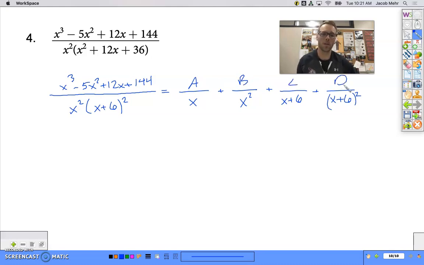So how many variables are we going to need to find here? We're going to need 4. So this is ramping up in intensity quite a bit. I'm not shocked that we're going to end up with 4 here. Look at the numerator. It's a cubic with how many terms? 4 terms. We have 4 unknowns, A, B, C, and D. So let's see where this one goes. Let's multiply by the LCD, x squared times x plus 6 squared, on both sides.